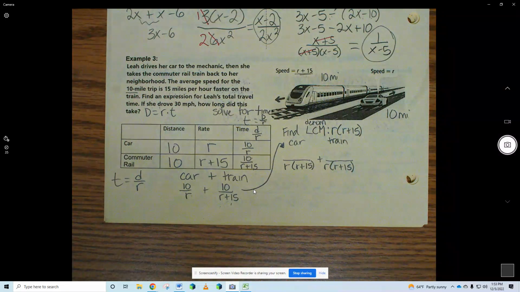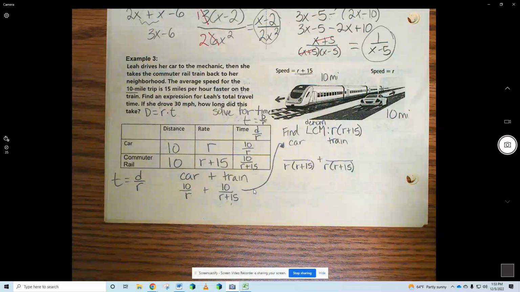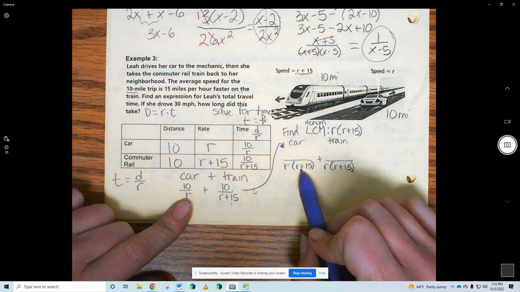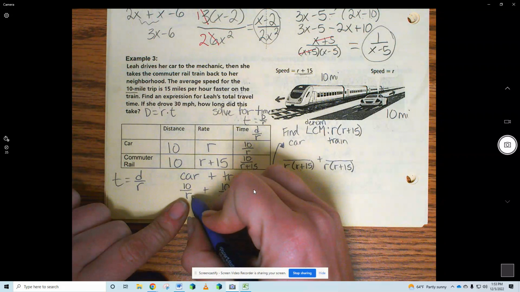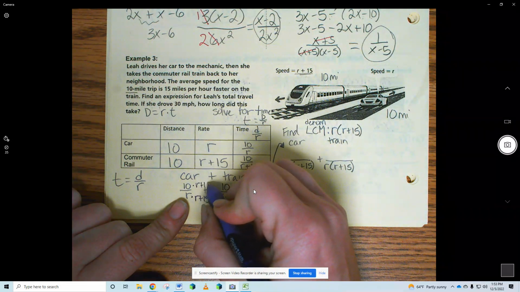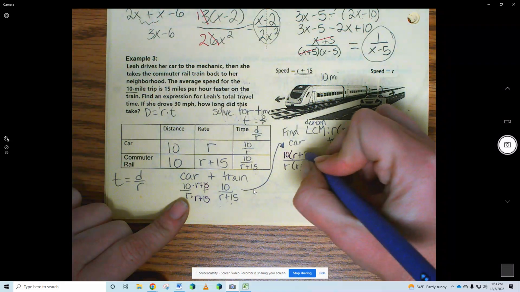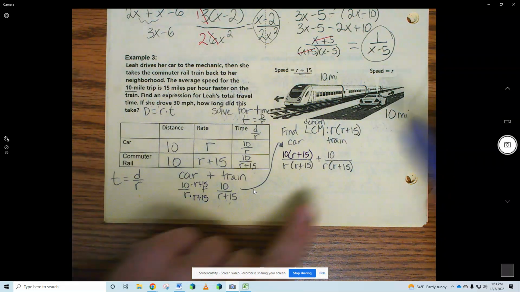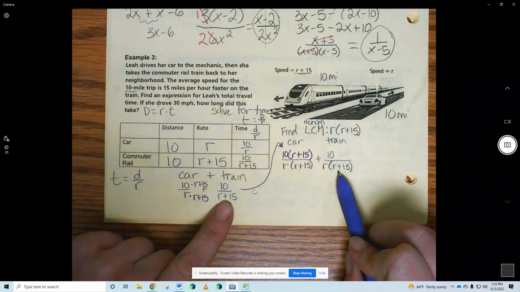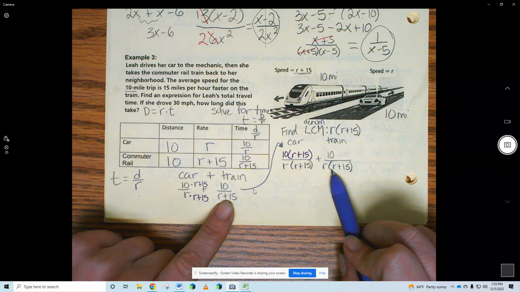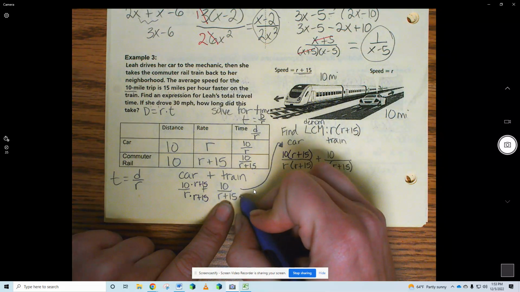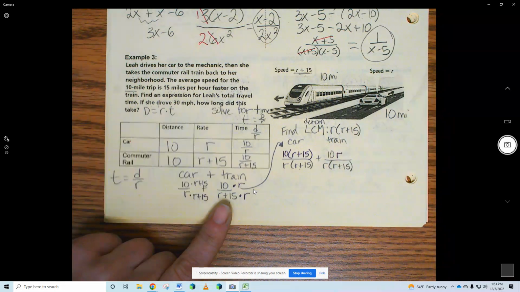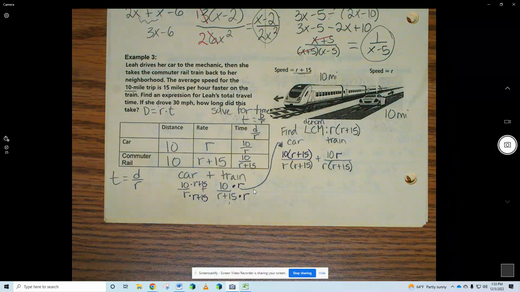Okay, well, I have to figure out my new numerators. I started out my fraction with just an R, but since my denominator is R and R plus 15, I need to multiply top and bottom by R plus 15. 10 times R plus 15, because the 10 was already there. And this 10 was already here. Second fraction, I have a denominator of R plus 15, but the new denominator is R times R plus 15. So what am I multiplying top and bottom by here? R. 10R. This is my new fraction.